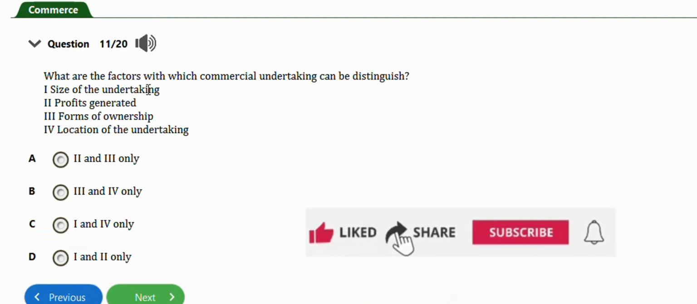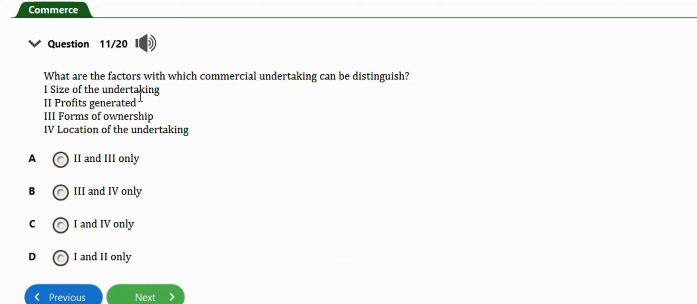Next question is this one. It says what are the factors with which commercial undertaking can be distinguished? Size of the undertaking, yes. Profit generated, yes. Forms of ownership, no. Location of the undertaking, no. So the right answer is option D, I and II only.